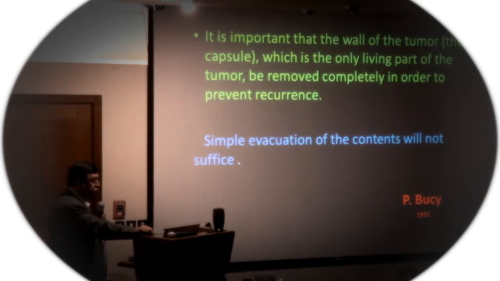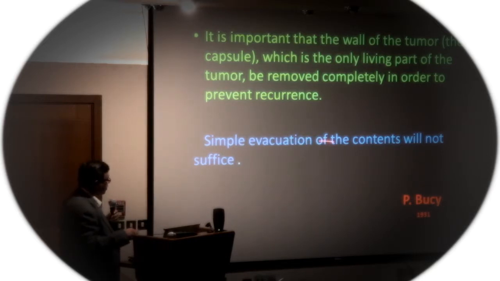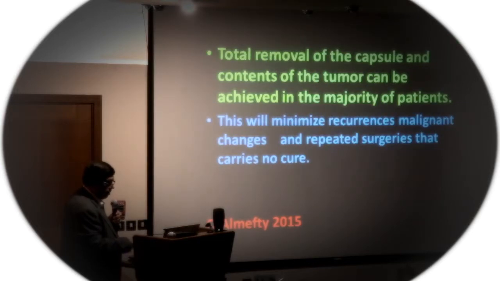It is important that the wall of the tumor, which is the capsule, which is the only living part of the tumor, be removed completely in order to prevent recurrence. Just to suck this keratin inside is nothing. Simple evacuation of the contents will not suffice. 100 years ago. And then Osama al-Mufti, a Syrian surgeon, very famous in the States: total removal of the capsule and the contents of the tumor can be achieved in the majority of patients. This will minimize recurrences, malignant change, and repeated surgery.